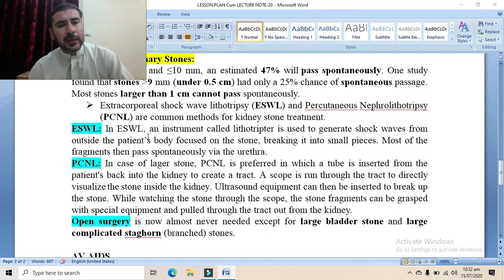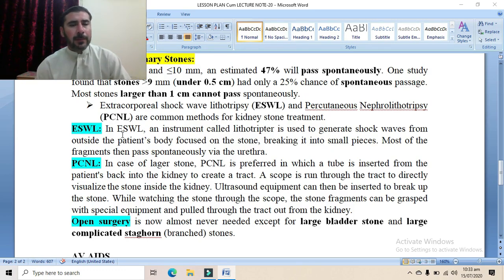ESWL. In ESWL, extracorporeal shock wave lithotripsy, an instrument which is called a lithotripter is placed on the body. It is used to generate shock waves from outside the patient's body, which are focused on the stone. So what are these shock waves which are used in ESWL? These are basically high pressure waves, used from the outside of the body, and through these waves the kidney stone is targeted.